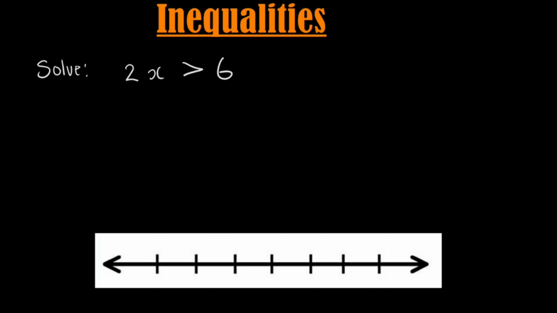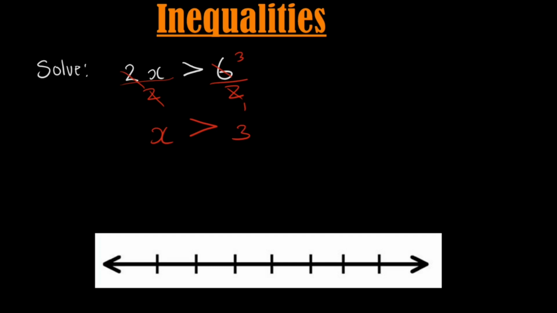So we want to get the variable by itself, but we have a 2 being multiplied by the variable. So in order to get rid of this 2 that is multiplied by the variable x, we have to do the opposite operation, which is divide by 2. And whatever we do on one side, we have to do it on the other side. So 2 into 2, we're left with x. We write back our greater than sign, and 2 into 6 three times, so we're left with 3. So x is greater than 3.